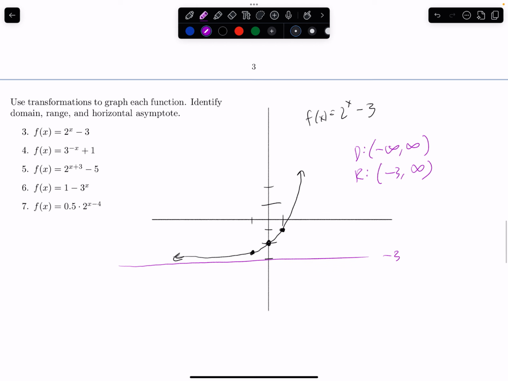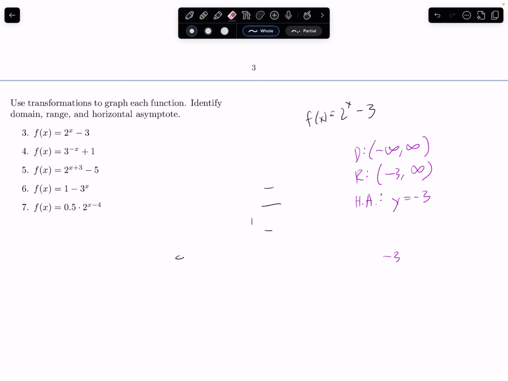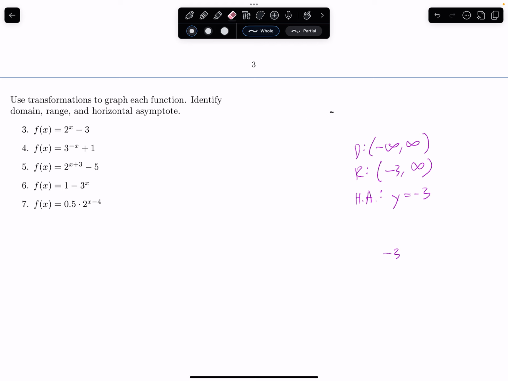And then what about the horizontal asymptote? Horizontal asymptote always coincides with that end of the range. And that would just be HA for short, y equal to -3. Okay, be on the lookout for a pattern here. I won't reveal it yet for horizontal asymptote, but I think it's going to be pretty obvious how we can get that horizontal asymptote. So just think about it for a minute. Try to figure out where you could get that -3 just looking at your function. Okay, that's number 3. Let's go on to number 4.